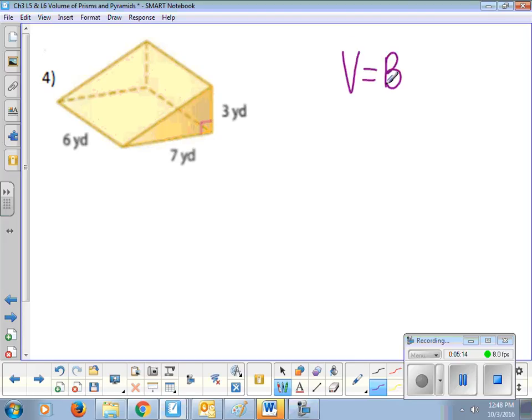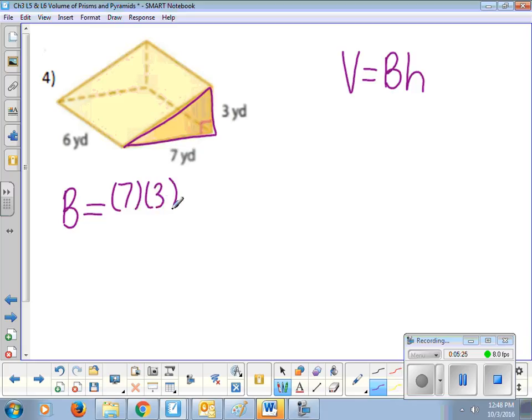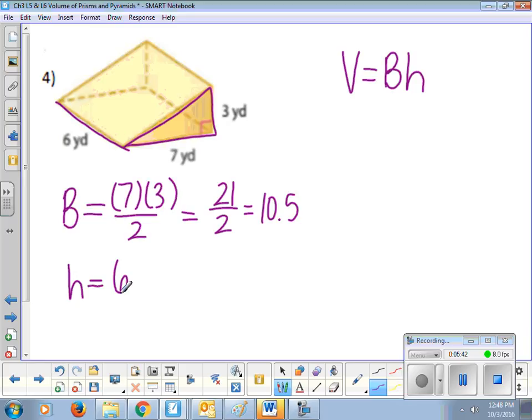Okay, number 4, we have a prism. Volume equals area of the base times the height. This time we have a triangular prism, so when we find our capital B, we have to divide by 2. We have 7 times 3, which we need to divide by 2. 7 times 3 is 21, and when you divide 21 by 2, you get 10.5. And our height connects our base to the top, which gives us a height of 6 yards for this example.